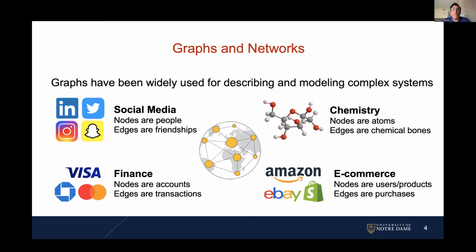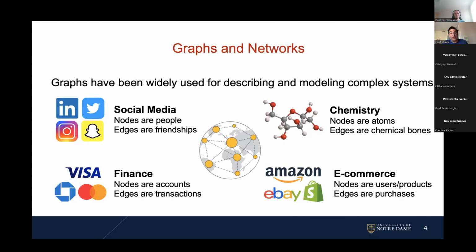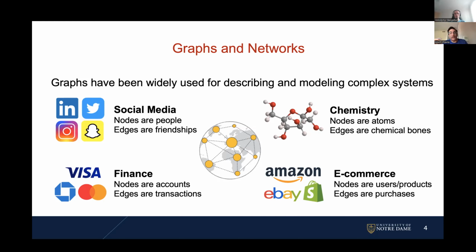We could take any complex system. I think of social media, the financial system, the e-commerce system, or even the chemical system as a complex system. These complex systems have different components in them. Those components could be individuals, people. These components could be organizations doing transactions, buyers, sellers. These components could be atoms that are connected by chemical bonds, which are the edges of that network. So we could create a graph-like abstraction from this data.